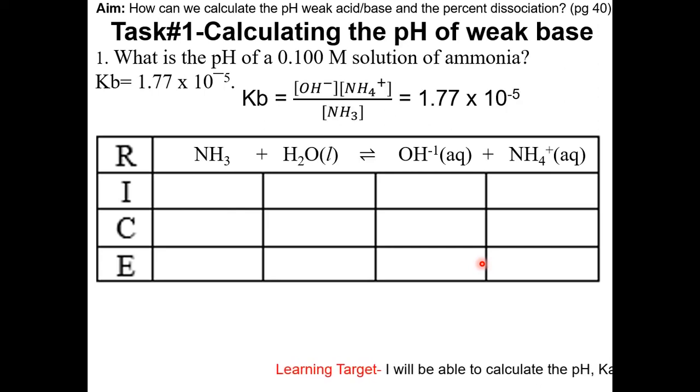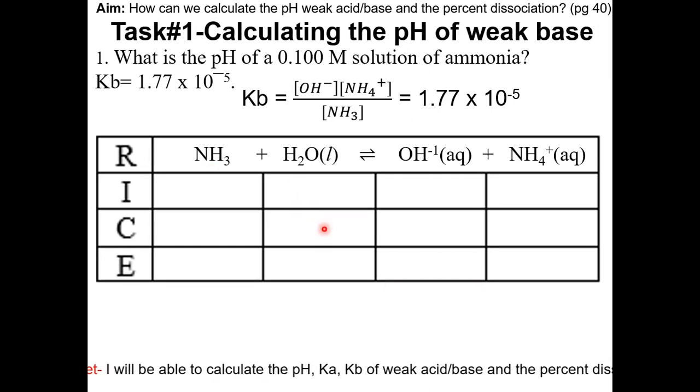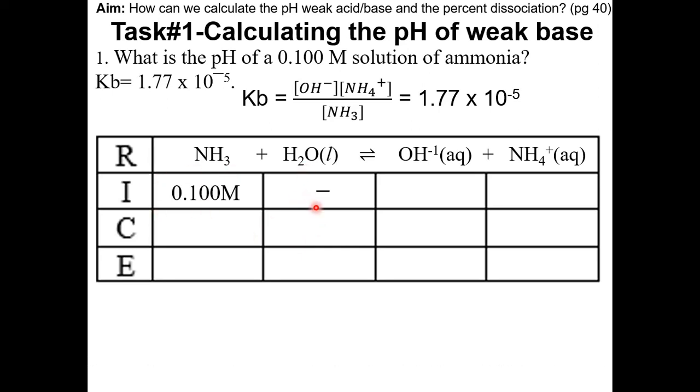Now we have to figure out the concentration of hydroxide at equilibrium, so we have to use the RICE table. The initial concentration of NH3 is 0.1. We ignore water. The initial concentration of hydroxide is 0. The initial concentration of NH4+ is also 0. Since the initial concentration of the products is 0 molar, equilibrium will shift to the right.